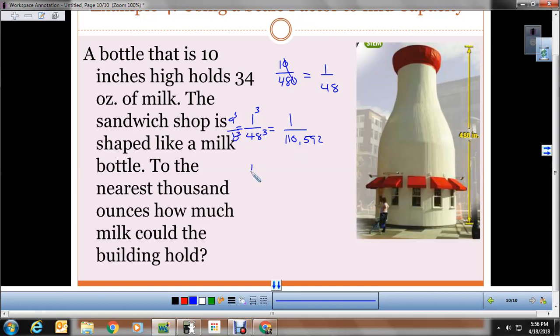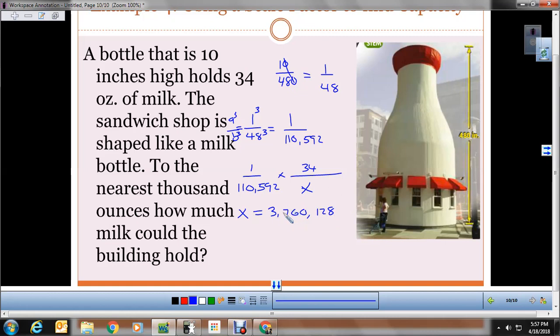So now let's use our ratio of our volumes to help find a missing volume. We've got 34 ounces for the small figure, and we're looking for X number of ounces for our larger figure. So cross multiply, 1 times X is X. And now we're going to multiply 34 times 110,592. Now this number will come out to be approximately 3,760,128.